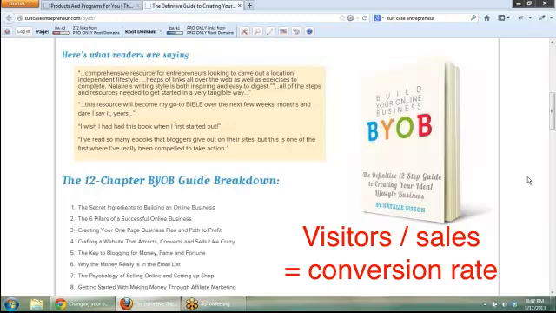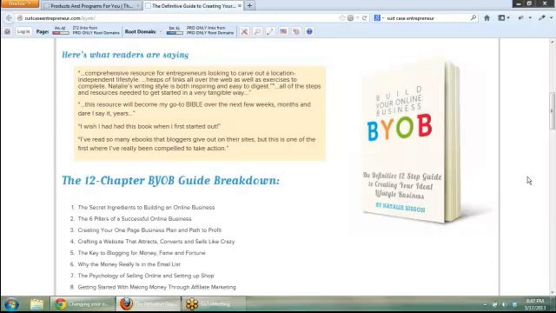Of those 200, how many people are buying? So if you had 20 people buying your product, then, unless I've got my math wrong, that's a 10% conversion, right? Which would be fantastic. It would be very high.